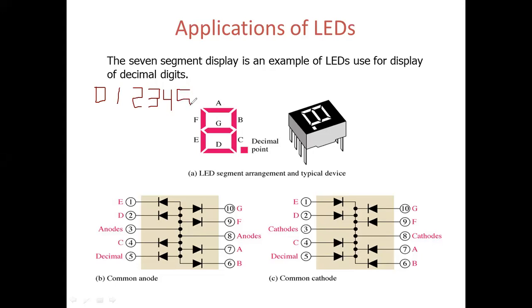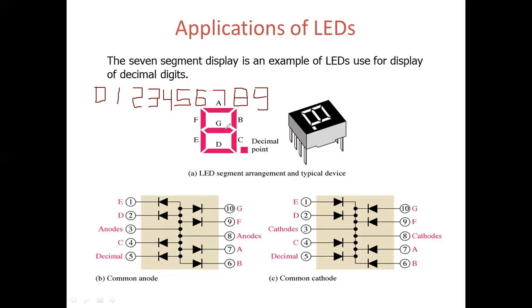Only by using 7 segments we can get all numbers. We can display 0 to 9. So this looks like 8 now. It looks like 8, but 8 does not mean 8 segments. Only 7 segments are there, but it will display 0 to 9.